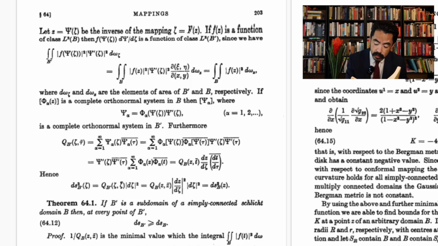Hence, ds sub b prime squared of zeta is equal to capital Q sub b prime of zeta and the conjugate of zeta, times the magnitude of d zeta squared, which is equal to capital Q sub b of z and the conjugate of z, times the square of dz d zeta, times the square of the magnitude of d zeta, which is equal to ds sub b squared of z.